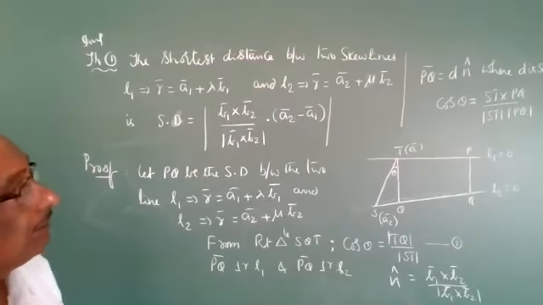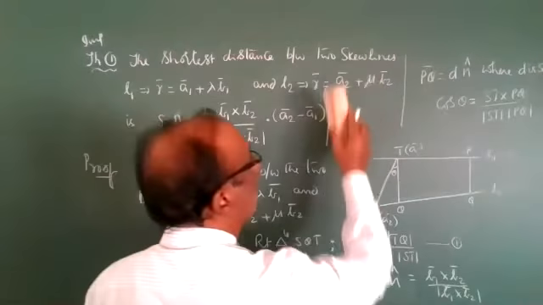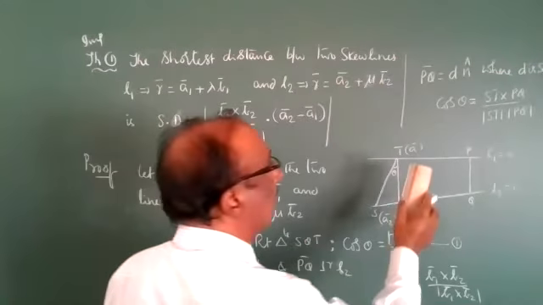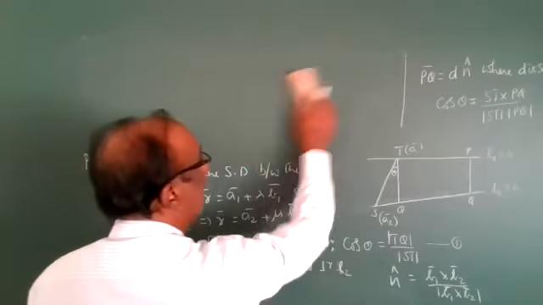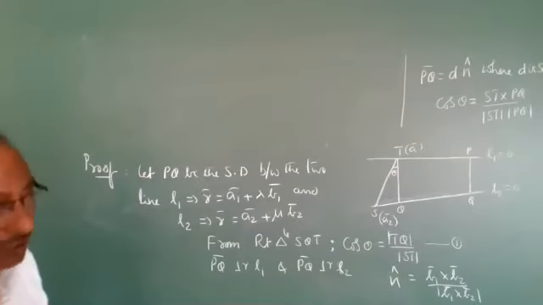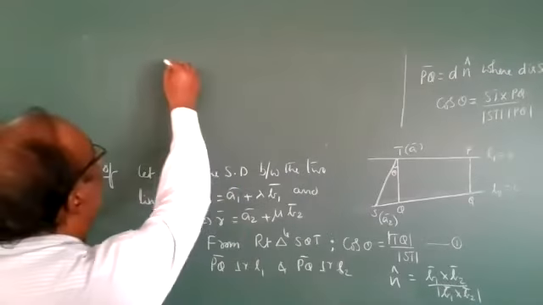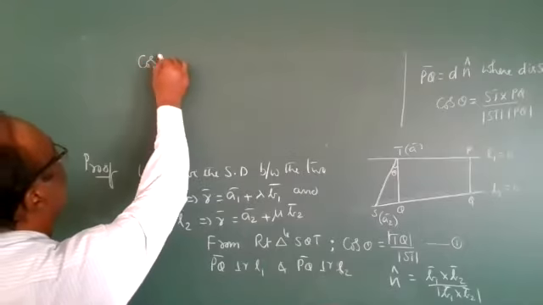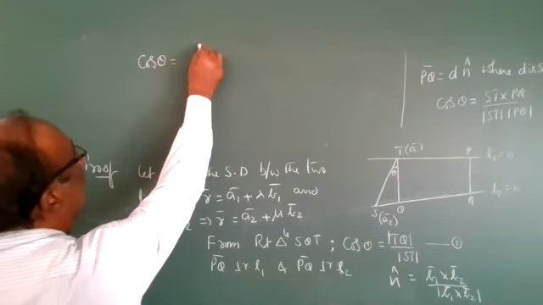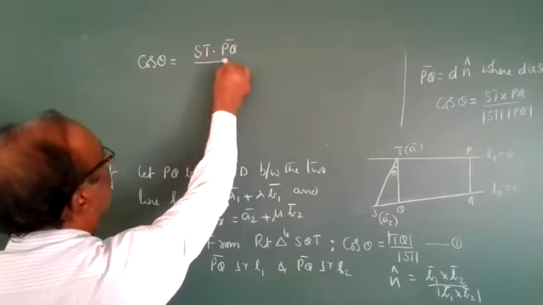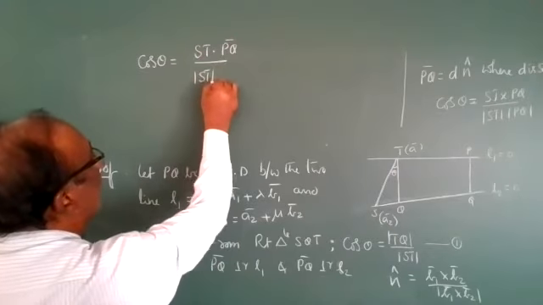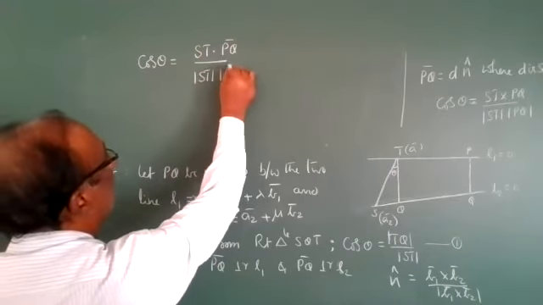Simplify, you get the... immediately I will write here only. Okay, the noting is completed. All right, see everyone, here I am writing. So cos theta is equal to ST dot PQ by modulus of ST into modulus of PQ, right?